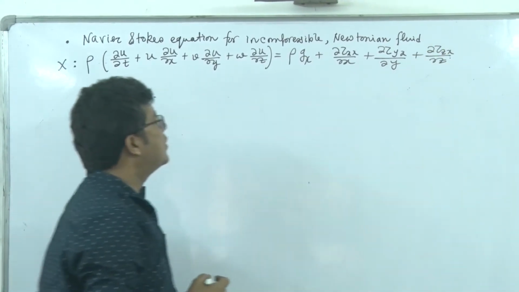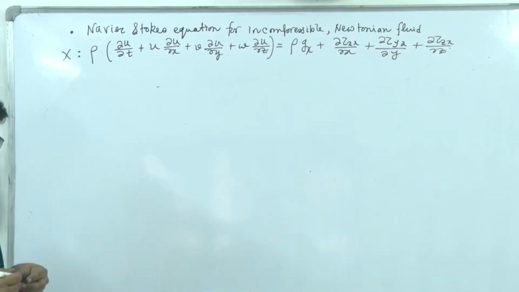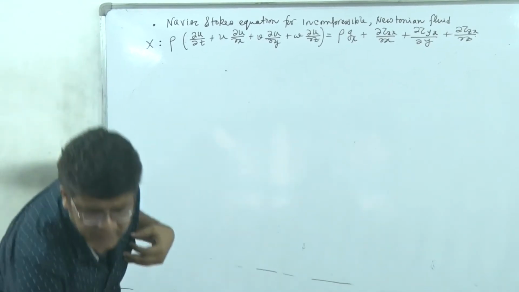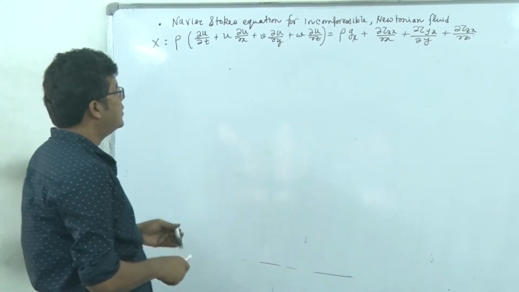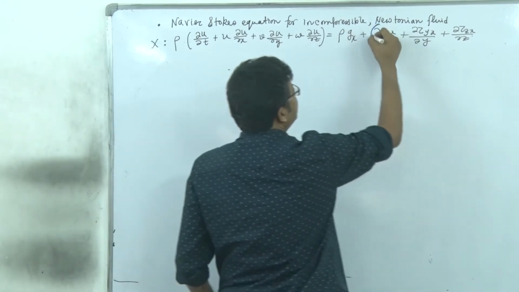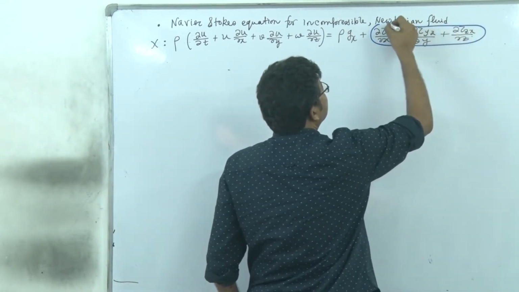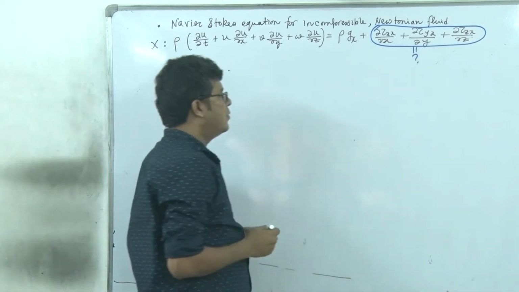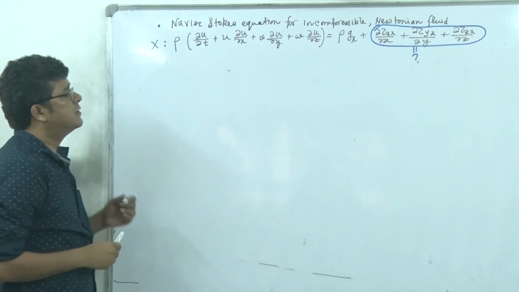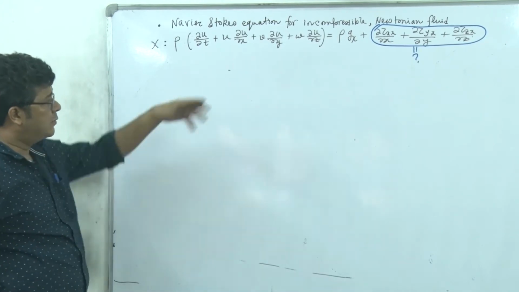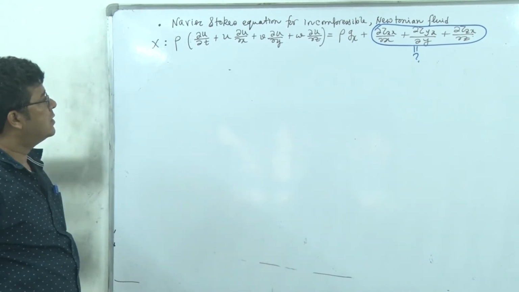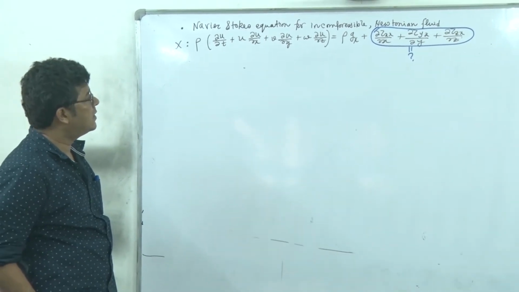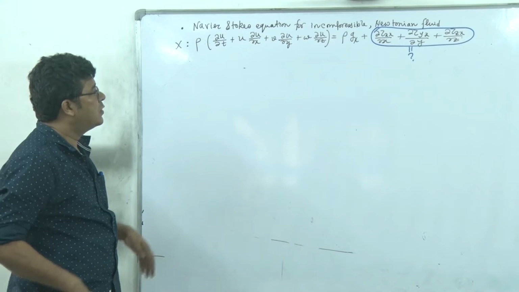Right? So, if we are talking about incompressibility and at the same time a Newtonian fluid, what do we have to substitute here? What will be the simplified expression if I substitute Newton's law, which we have derived, for tau yx and tau zx, and additionally for the normal stress?